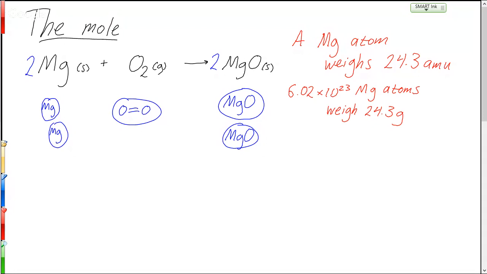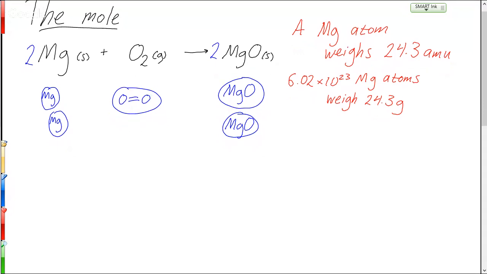So if you think about what that means, that allows us to count magnesium atoms by weighing them. If we get 24.3 grams of magnesium, we know how many atoms are there. And so if we wanted to react it with oxygen, we could get a similar quantity of oxygen, depending on what we were trying to do. So that particular number has a special name because it works throughout the periodic table, and that's what we call the mole.